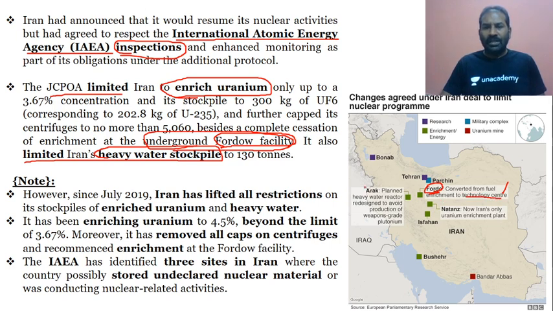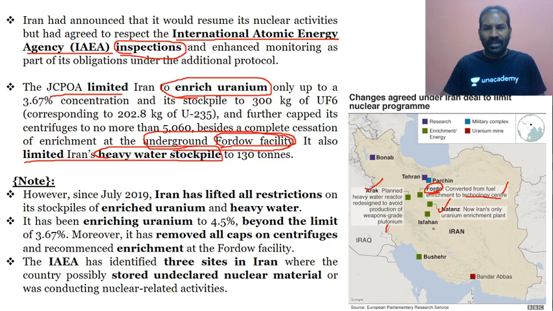And then you have another place called Arak, wherein a planned heavy water reactor was redesigned to avoid production of weapons grade plutonium. So again, this is a place wherein they have gone ahead with avoiding the production of weapons grade plutonium. Then you have the Natanz area, which is again important from the prelims point of view, wherein he can give the map and ask you to identify which places.